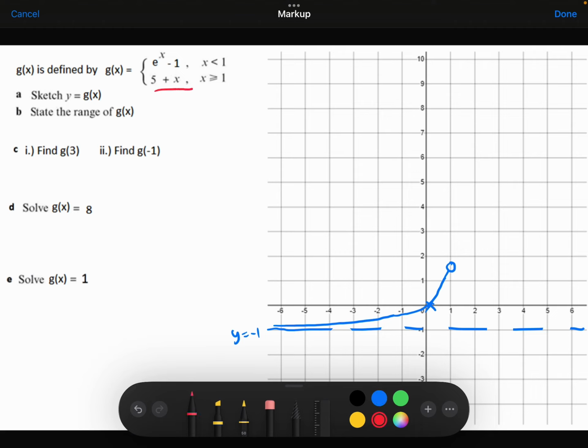Next, 5 plus x, where x is greater than or equal to 1. So when x is equal to 1, 5 plus 1 is 6. Draw a solid circle because x can equal 1 at that point. And then when x is 2, we'll get 7. When x is 3, we'll get 8, and so on. So we've got this straight line.